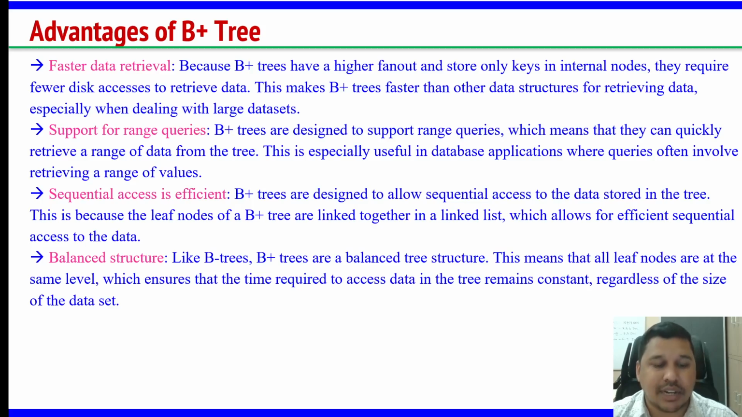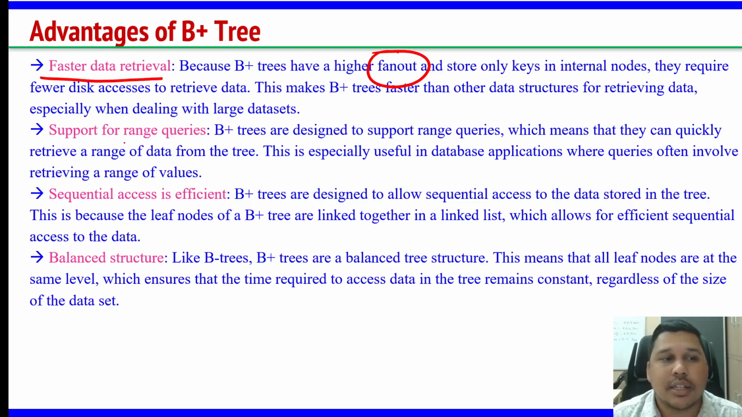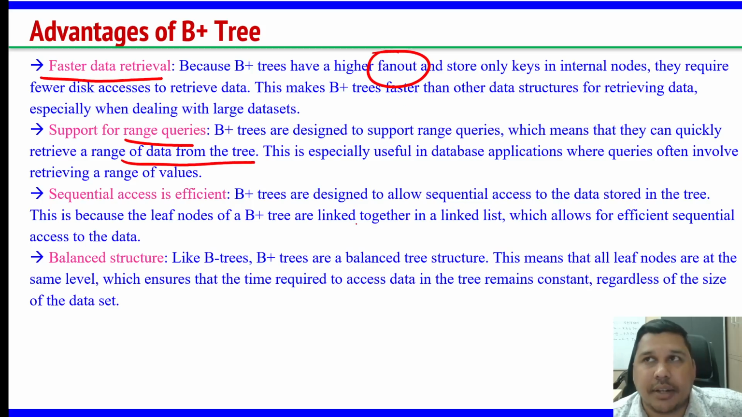So what are the advantages of this B plus tree? We have also seen the advantages of B trees, right. Faster data retrieval, because they have higher fan out. Support for range queries, right. Why range queries? They can quickly retrieve a range of data from the tree.